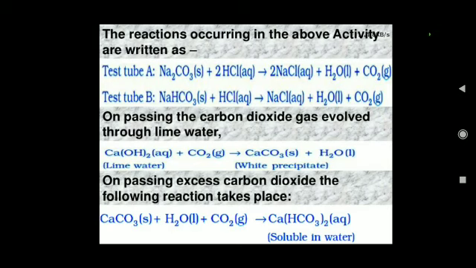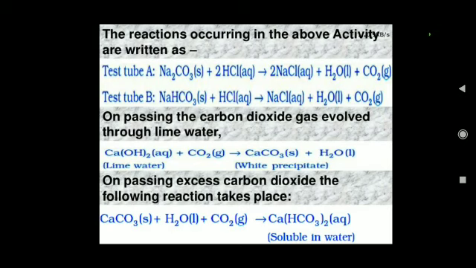Why does lime water turn milky? Because calcium carbonate is formed. Lime water is calcium hydroxide. Calcium hydroxide plus carbon dioxide gives CaCO3, calcium carbonate, plus water. Calcium carbonate gives a white precipitate and that's why the solution appears milky.